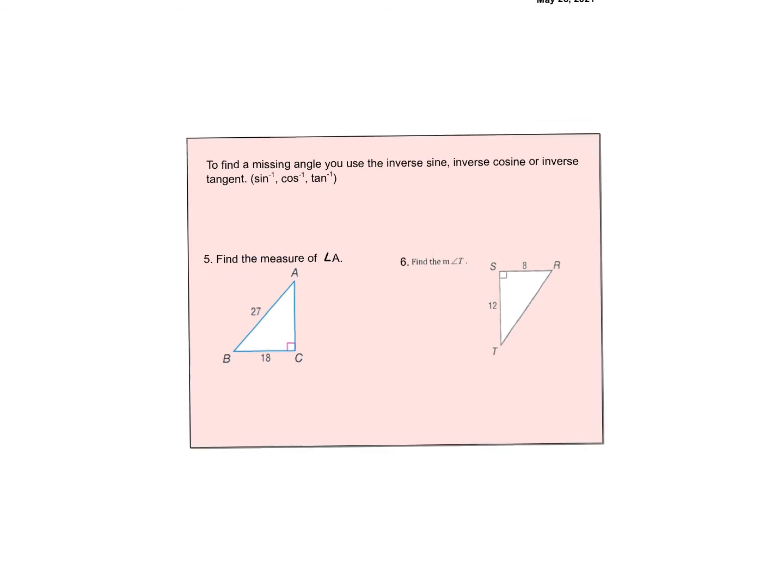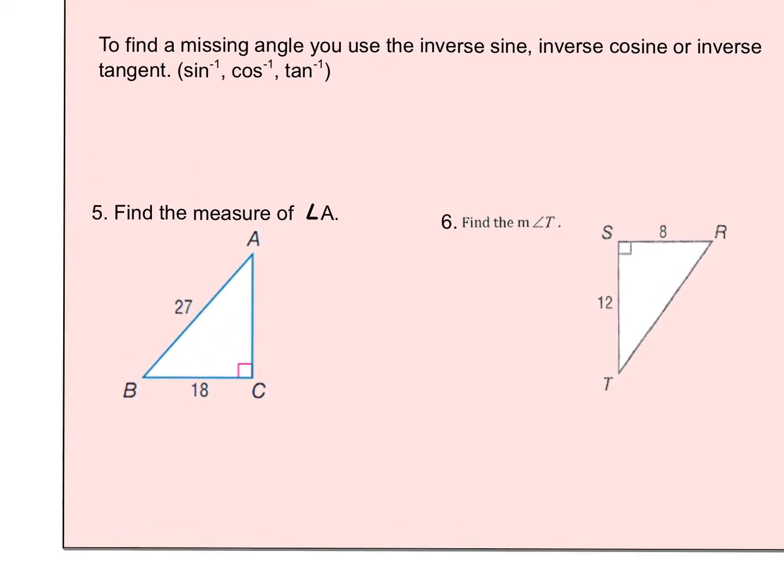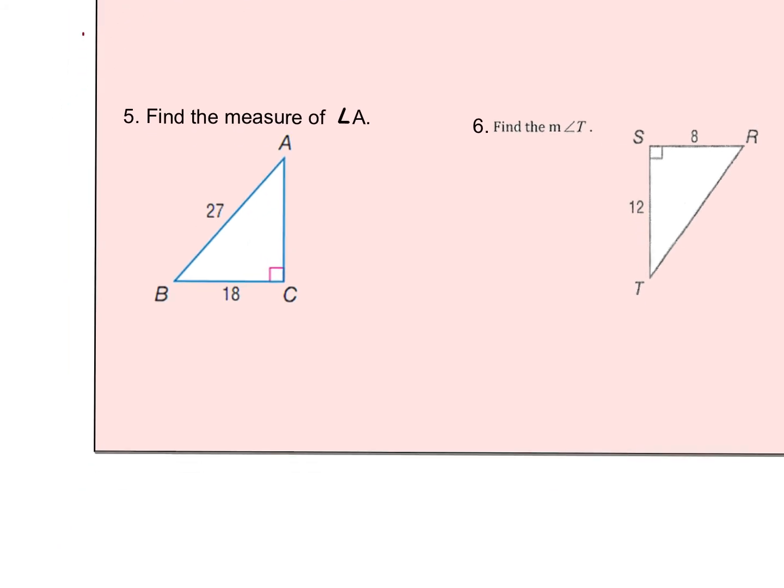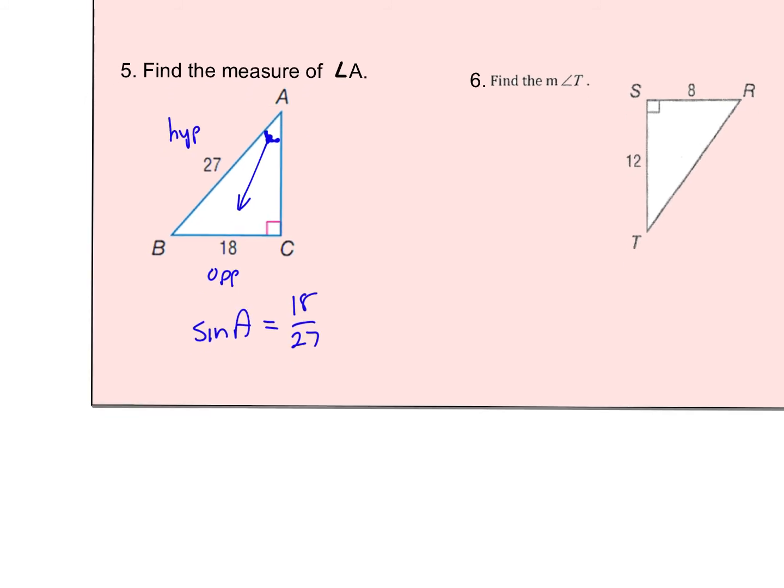So now working backwards, you want to use sine inverse, cosine inverse, tangent inverse. And I'll show you how we can work that. So for here, figuring out the measure of angle A, we're looking for this angle here. From here, that is opposite, that is hypotenuse. That means I want to use sine. So I take the sine of A, which I don't know, but I know that it is 18 over 27. That's the ratio that it's going to follow.